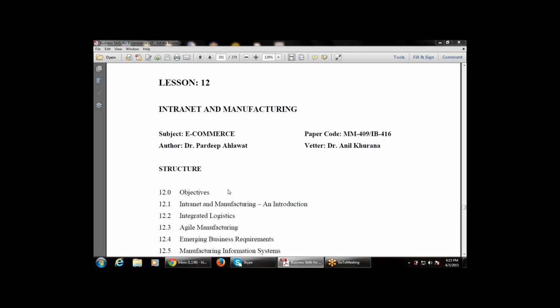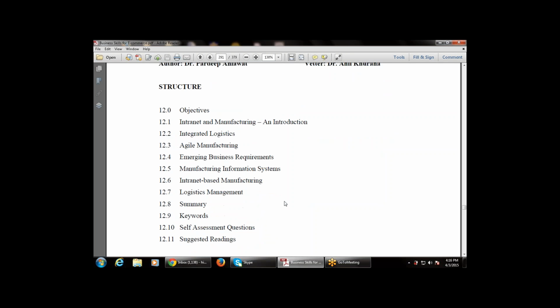Now let's move to the next chapter, chapter number 12, internet and manufacturing. That is how the internet is related with the manufacturing unit, so that manufacturing is done in an effective manner by using various web-based technologies. So let's start with this chapter. This is the structure of this chapter.